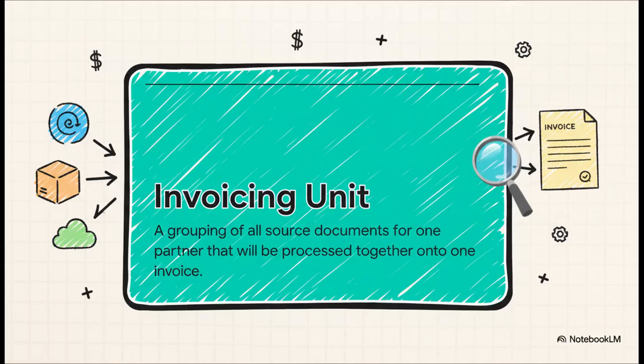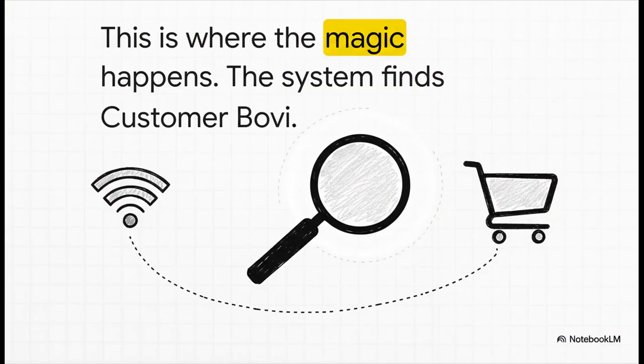So what does that actually mean? Well, the whole point here is consolidation, right? The system goes out and scans for all those little ready for invoicing tickets for one specific customer, and it bundles them all up into what's called an invoicing unit. This grouping is the key to creating a single coherent bill. And this is where the convergence, the magic, really happens.